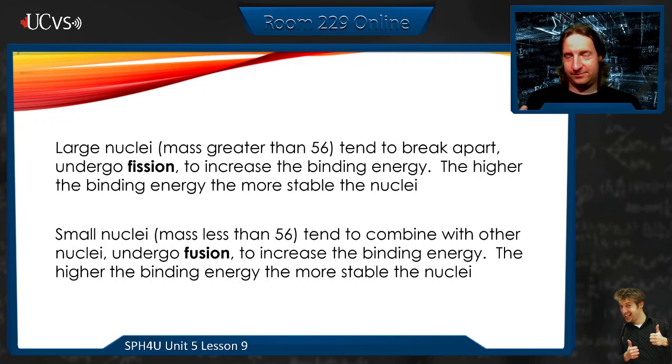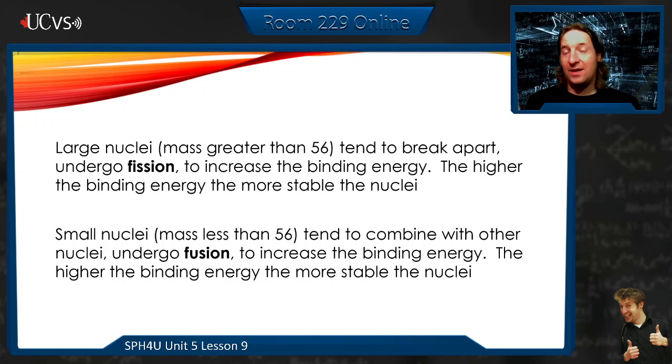And otherwise, opposite, small nuclei would want to combine to form larger nuclei to get more stable. And the most stable is iron. Okay, so anything bigger than iron will want to fall apart. And everything wants to tend towards that iron magical number of 56.